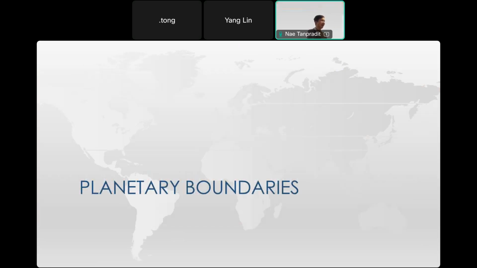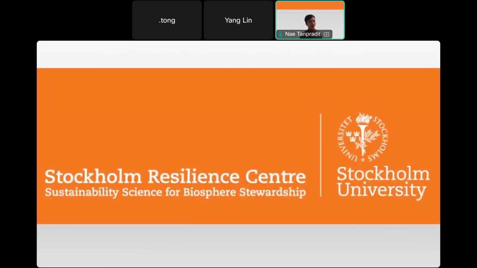I didn't come up with this word by myself, but this was invented and well recognized all over the world by this institution, Stockholm University. They have the Stockholm Resilience Centre of sustainability science for biosphere stewardship. So this is well recognized in the world. First I want to tell you about the meaning of this word, planetary boundary.